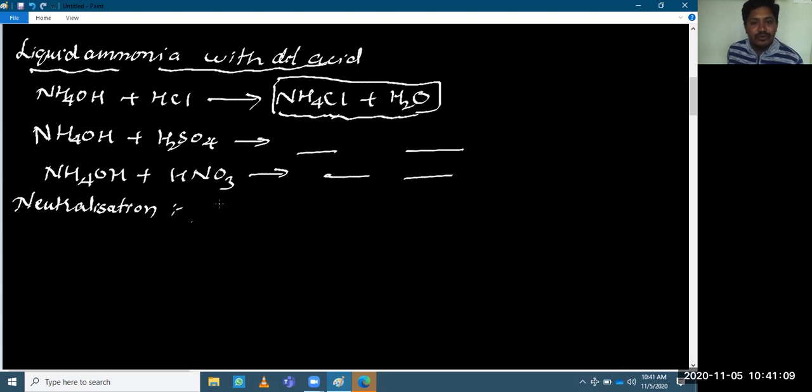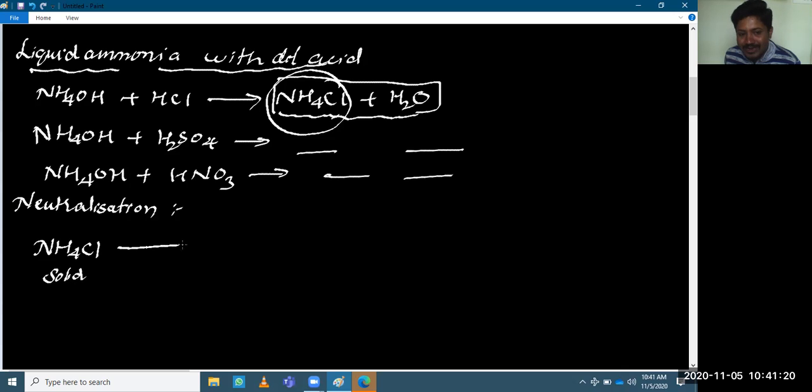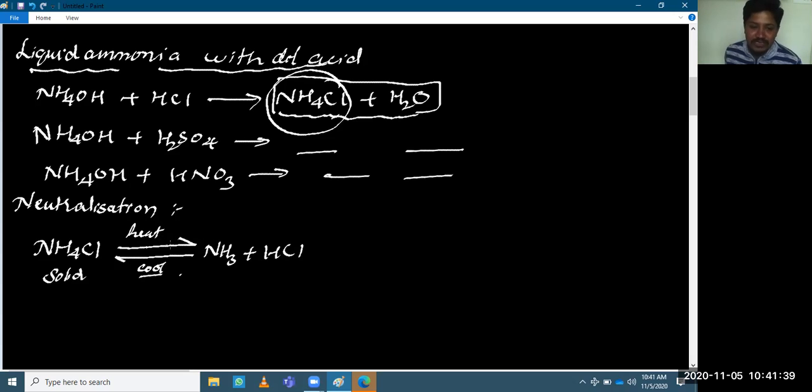Next point is ammonium salts like ammonium chloride. There is a note you have to remember: ammonium chloride is a sublimable compound. That means this solid can directly convert into gases, ammonia and hydrogen chloride, on heating. And on cooling, the hydrogen chloride and ammonia combine again and form dense white fumes.